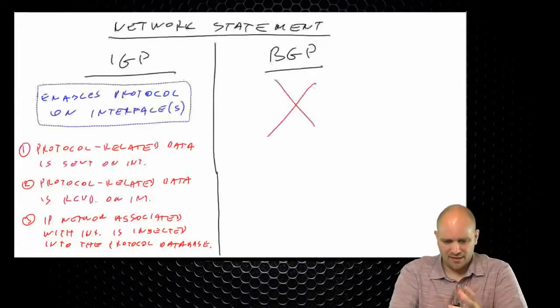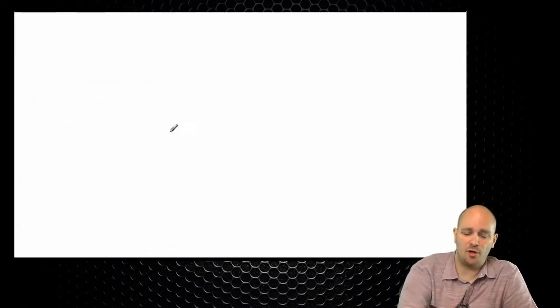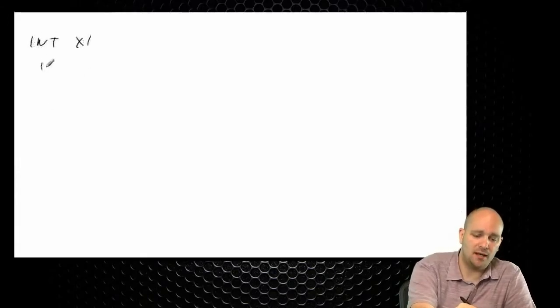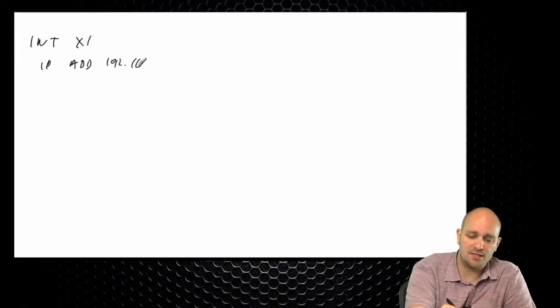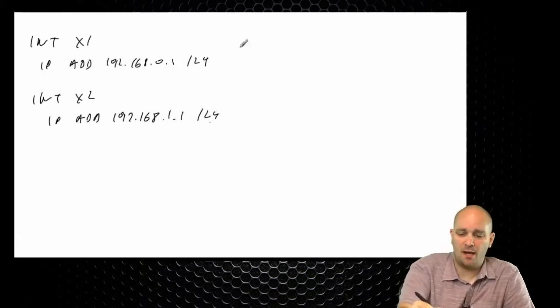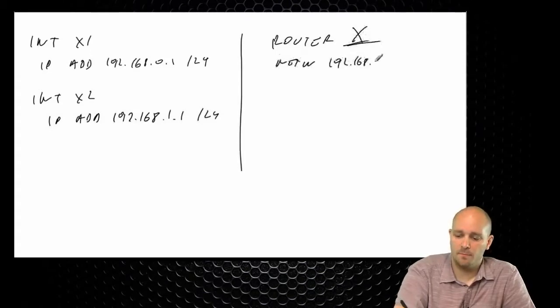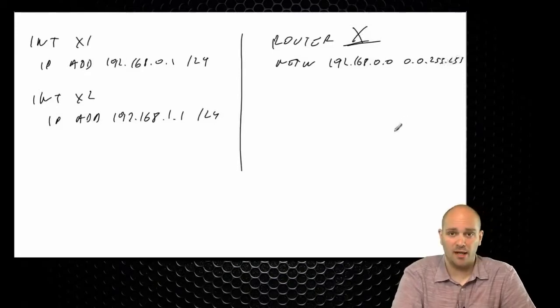But one thing here that remains still unanswered is on which interfaces. So let's say that on a router I had several interfaces configured. Let's say that I had interface X1 that had IP address 192.168.0.1/24, and interface X2, I had IP address 192.168.1.1/24, and I configure a router, let's say X, whatever the protocol is, and I say network 192.168.0.0. So which of these interfaces will be enabled for this protocol?